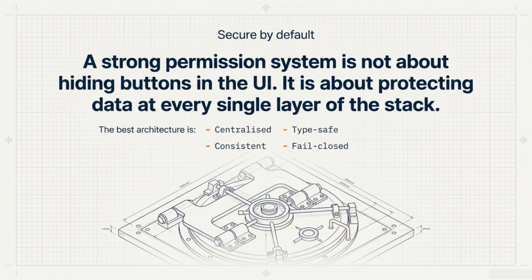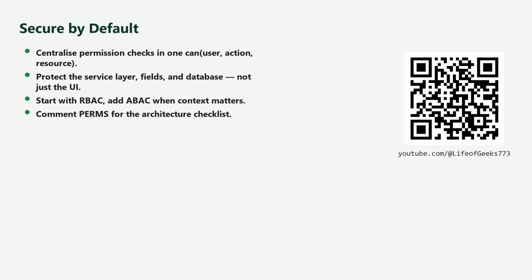Fail-closed means uncertain equals deny. Type-safe policies catch mistakes at compile time. Centralized means one audit story. That is scalable permission architecture. Separate authn from authz, centralize decisions, start with RBAC, graduate to ABAC, enforce with one can function, filter fields on read and write, and scope the database.